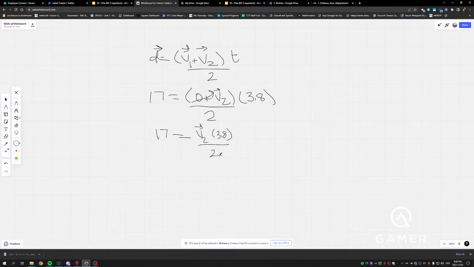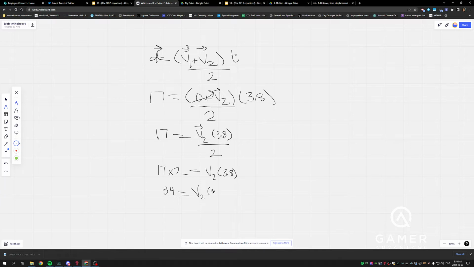And the first thing I'm going to get rid of is this divide by 2. And we're going to do the exact same thing that we did in the last equation. If I'm dividing by 2 on one side, I need to do the opposite operation to bring it across the equal sign. So I'm going to multiply it by 2 to bring it across the equal sign. So I'm going to end up doing 17 times 2, and that equals V2 times 3.8. 17 times 2 is 34.